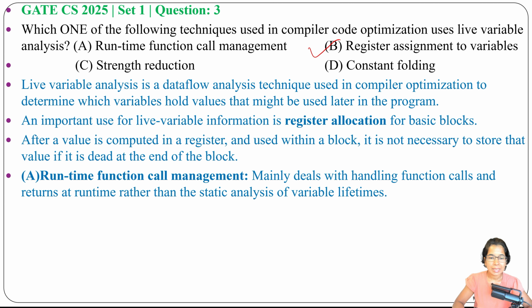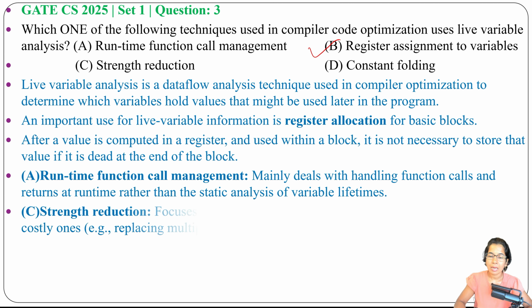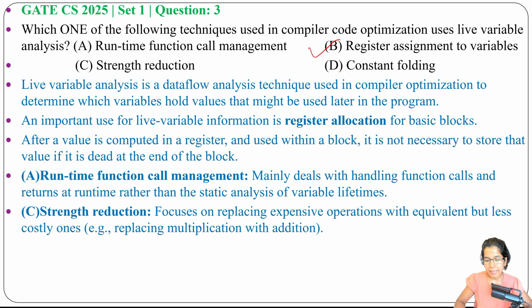Next, option C, strength reduction. Suppose one operator is there, we want to reduce the strength, we can use strength reduction. For example, in place of multiplication, we can use addition. So it focuses on replacing an expensive operator with an equivalent but less costly operator.